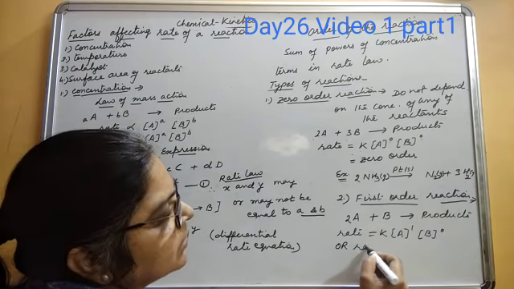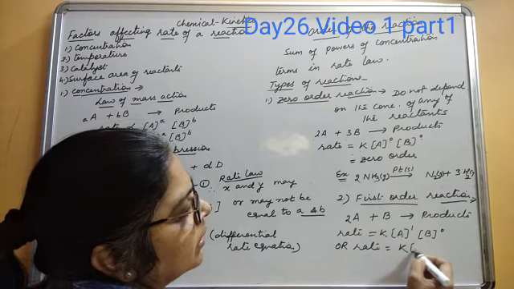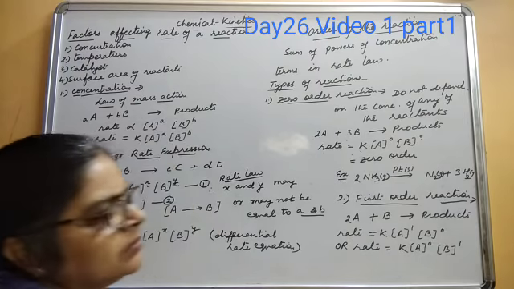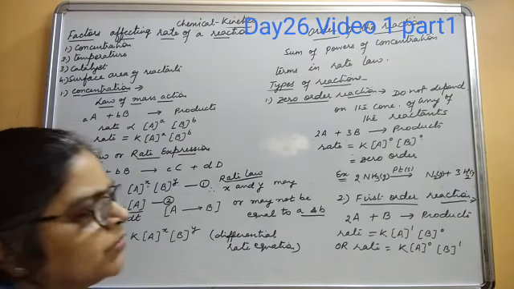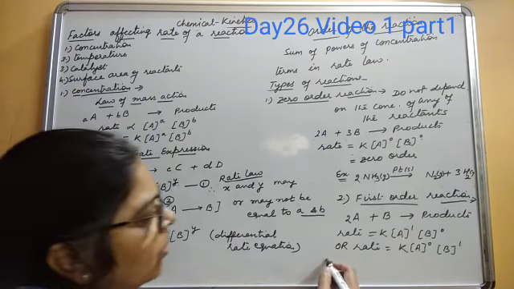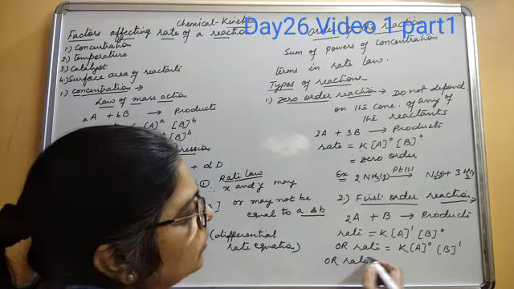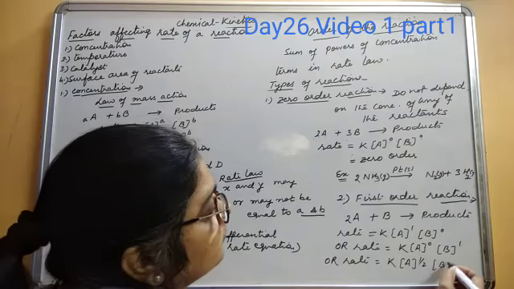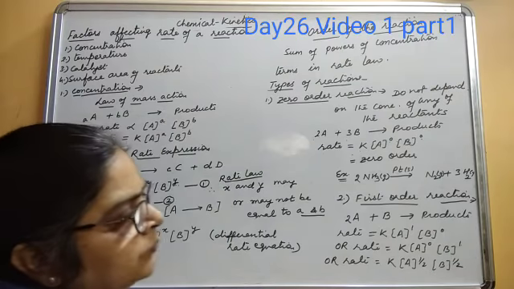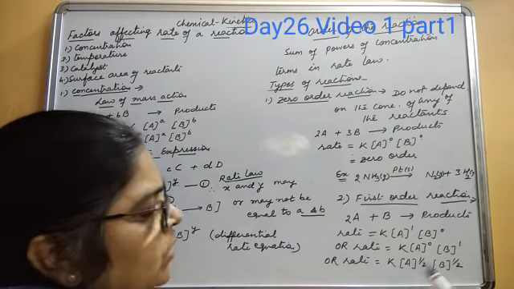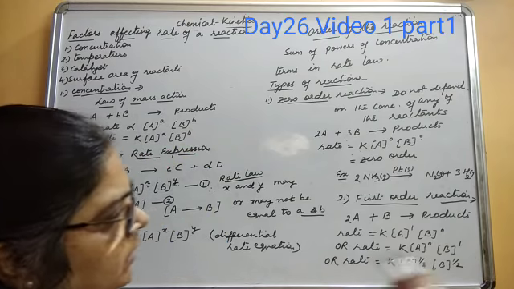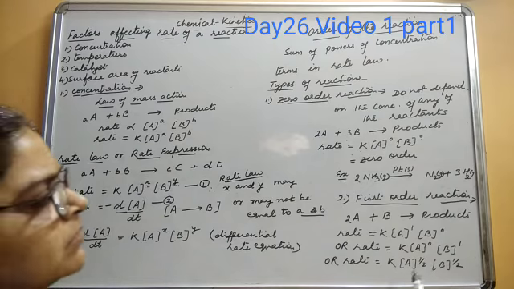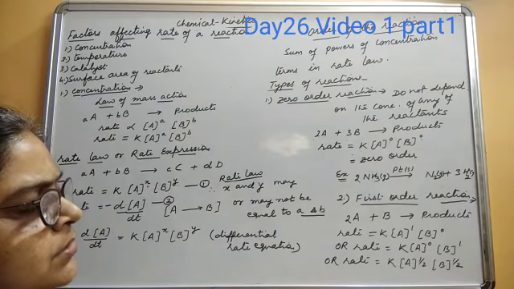Or this reaction can be 0 power of A and it depends on 1 power of B. Overall total order of the reaction will be 1. Or it may be written as rate equal to K A to the power 1 by 2, B to the power 1 by 2. Again the sum of powers of concentration terms in the rate law is 1. So this is a first order reaction. These powers may be even more fractions.